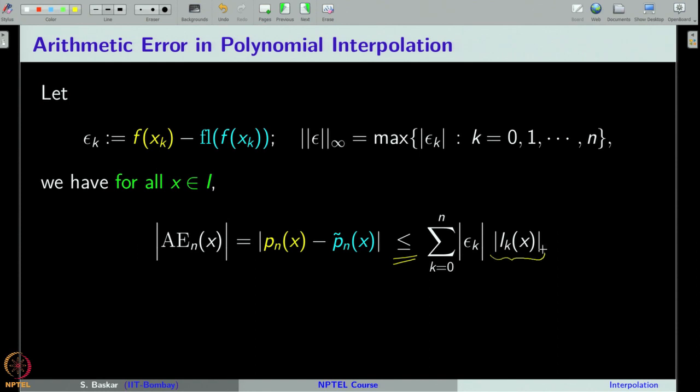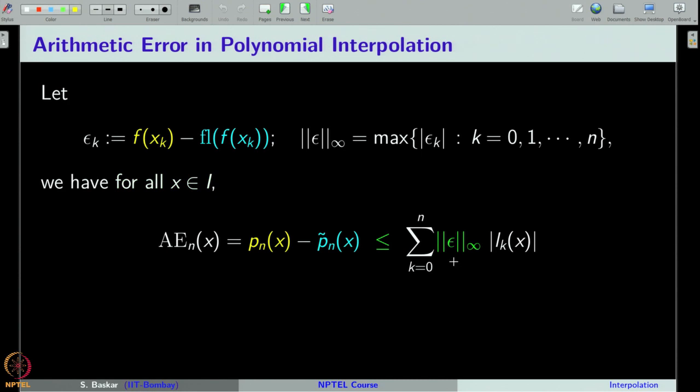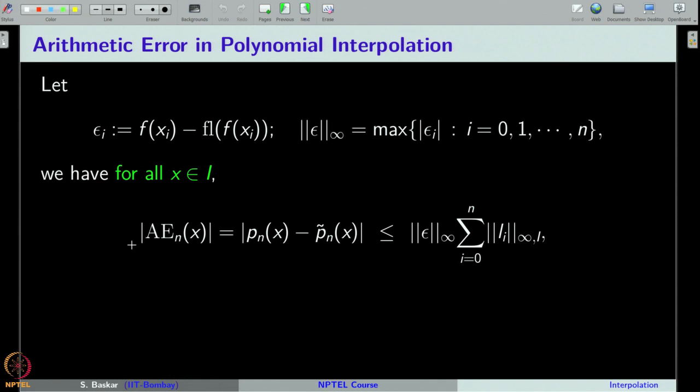Now, as a next step, we can replace this by its infinity norm, and thereby we will again have less than or equal to, right? And finally, we will also take the infinity norm over this function, and thereby we will have mod arithmetic error evaluated at x is less than or equal to the maximum error that is committed in the function value into the sum of the maximum norm of the Lagrange polynomials.